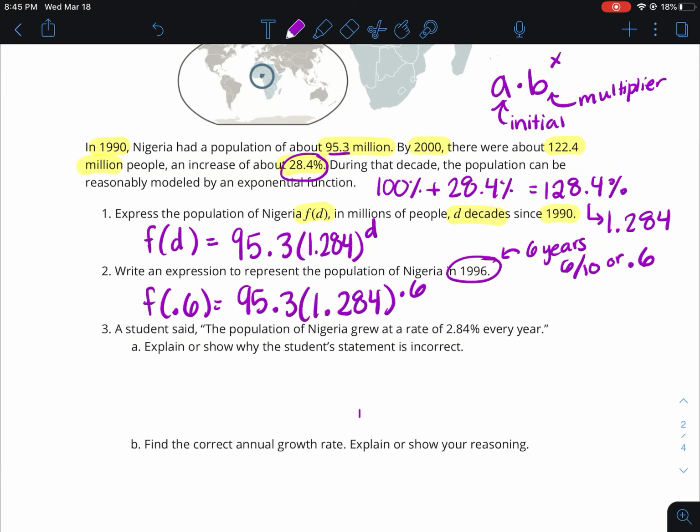A student said the population grew at a rate of 2.84% every year. The problem is that that student was thinking that it was growing linearly and it's growing exponentially. So we would say no, because it is not linear growth. We can't just cut it by 10 years, even though it's growing. That's the growth for 10 years. Oops, it's not linear.